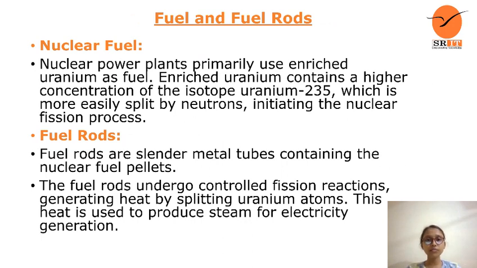So, fuel and fuel rods. Nuclear fuel. Nuclear power plants primarily use enriched uranium as fuel. Enriched uranium contains a higher concentration of the isotope uranium-235, which is more easily split by neutrons, initiating the nuclear fission process. Sometimes plutonium is also used. Fuel rods. Fuel rods are slender metal tubes containing the nuclear fuel pellets.